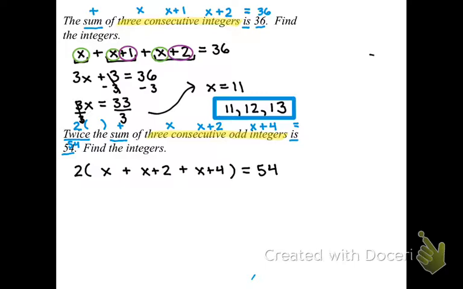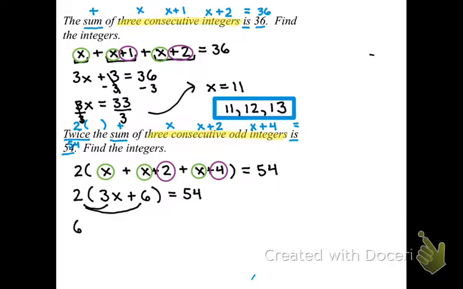Now, inside those parentheses, we have a couple things we can combine. We've got x, x, and x again, which will give me a 3x. And then we also have 2 plus 4, which is going to give me a 6. So at this point, we have 2 times the quantity 3x plus 6, and that equals 54. All right, so let's deal with that 2 out front next. We could go ahead and distribute it if we like. We get 6x plus 12 equals 54.